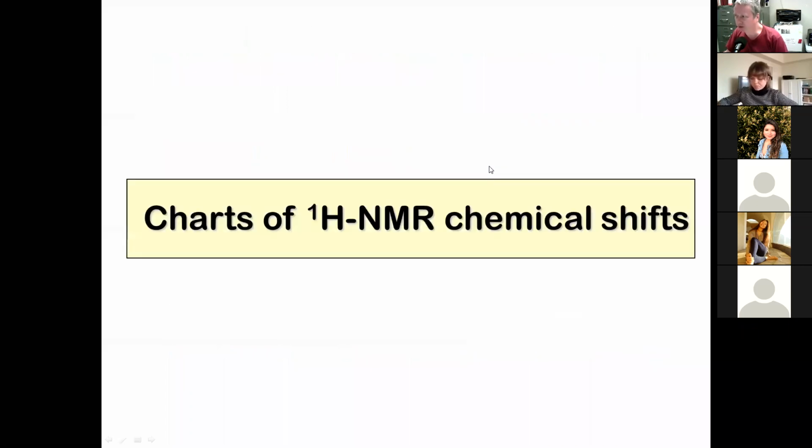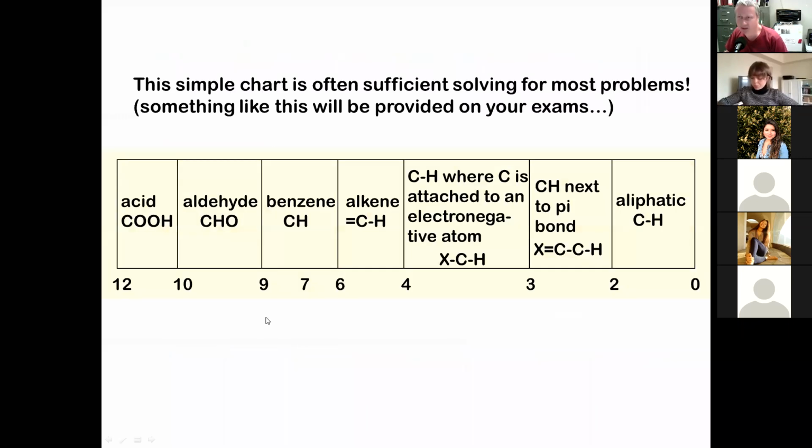Now, charts of chemical shifts. This is also in the syllabus. In the normal class, this would be on your exams. You have this on your quizzes. It's good to have this somewhere. It's also in the syllabus, so if you print out the syllabus, you have this. This is super cool.